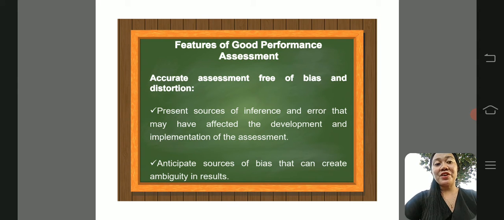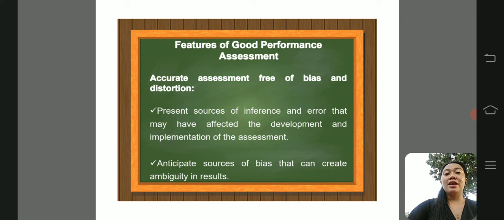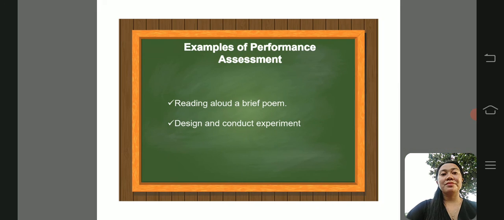Accurate assessment free of bias and distortion. Present sources of inference and error that may have affected the development and implementation of the system. Anticipate sources of bias that can create ambiguity in results.